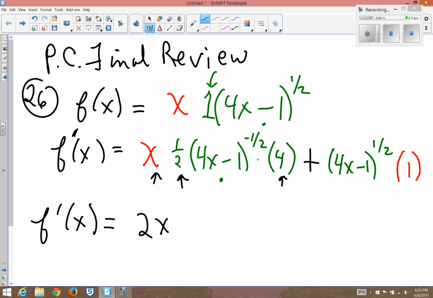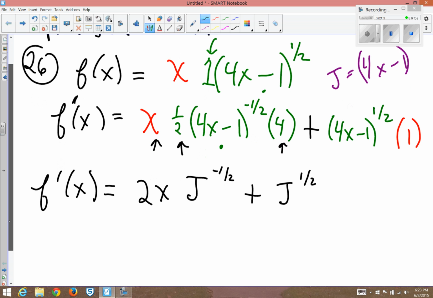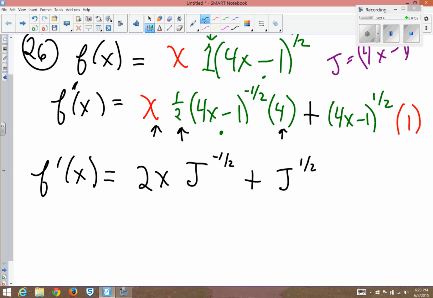There's 4x minus 1 that I'm going to temporarily call j. That's j raised to the exponent negative 1/2. After the plus sign is j raised to the 1/2. Temporarily, we're saying j is 4x minus 1. There's two terms here. J is in both.